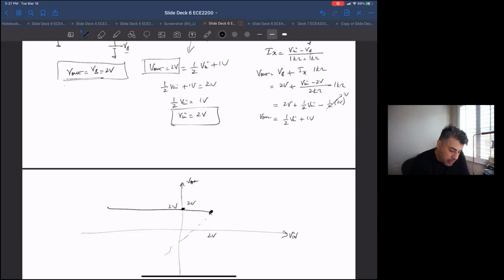And then after that, we can ignore this guy because we're just looking at the slope. V out is just equal to half of V in. So V out would look like something like that, with the slope being 1/2.